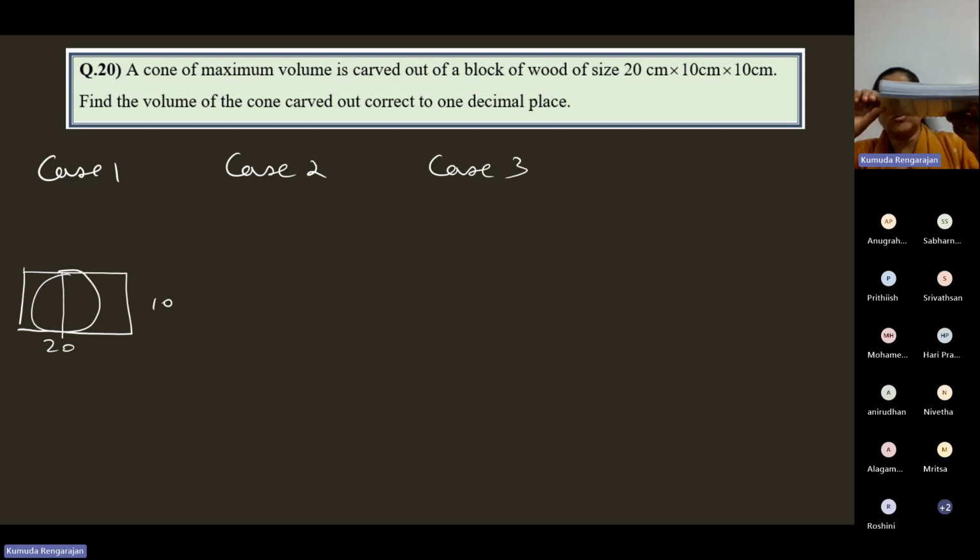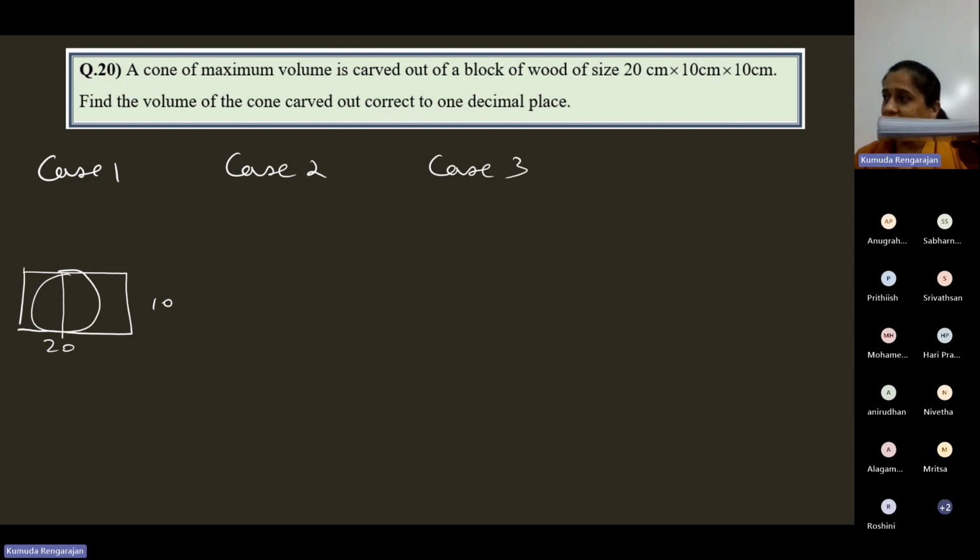The cone is like this, no? So the height is 10 because 20 by 10 by 10, what's the height here? 10. The height is 10. So the cone will come out like this, no? The cone is coming out like this. So the height of the cone will be 10.